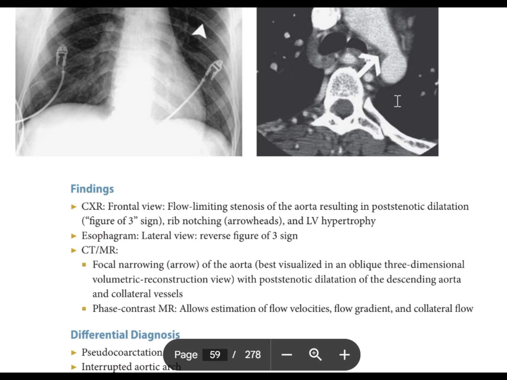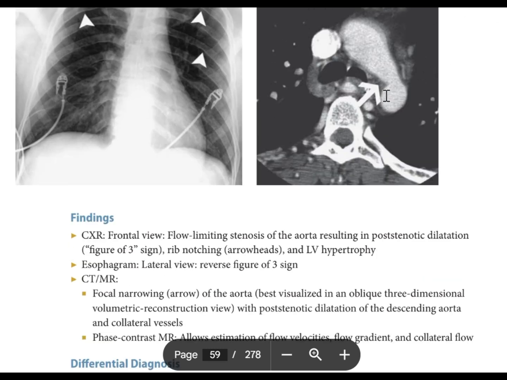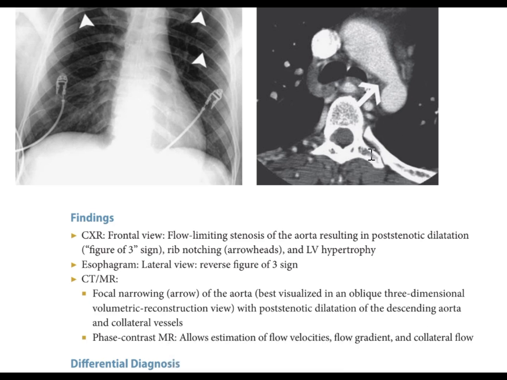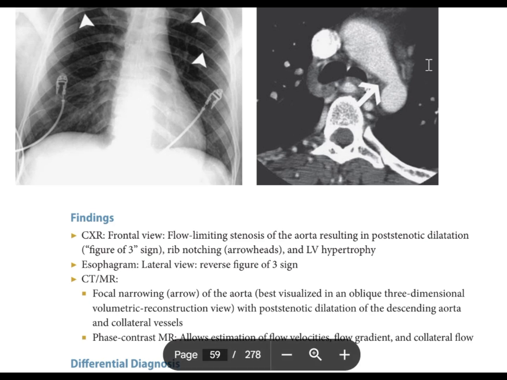On contrast enhanced CT scan, there will be focal narrowing of the aorta with post-stenotic dilatation of the descending aorta and collateral vessels. The collateral vessels will lead to the inferior rib notching.